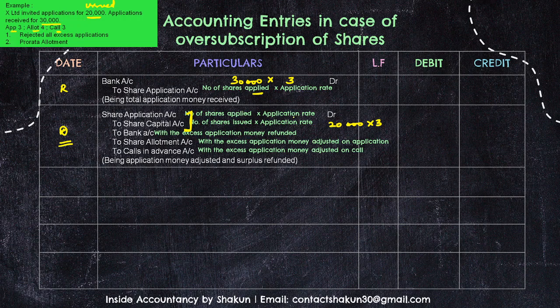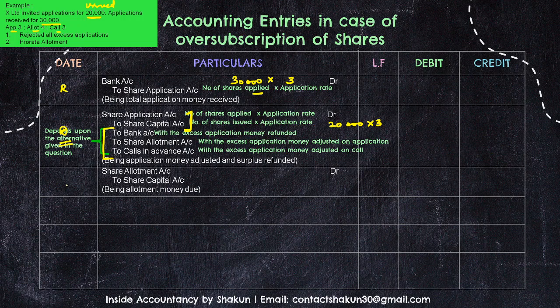Now this must be very confusing for you all, how will we come to know what is to be put in allotment and what is to be put in calls. I will explain all this in detail with an example that I'm going to take. For now, you can understand that the basic entry is share application to share capital, and depending upon the question, you will put the excess application money in bank or share allotment or calls in advance.